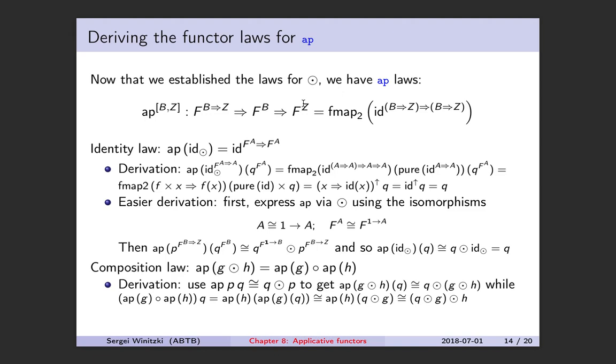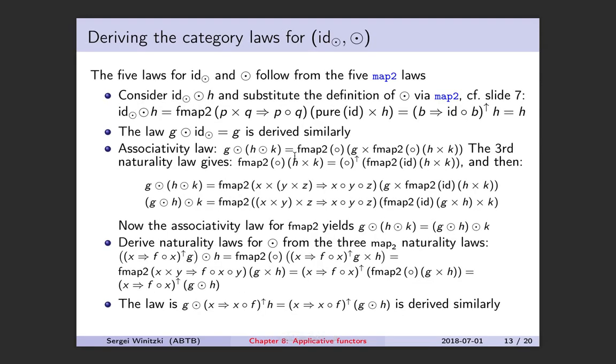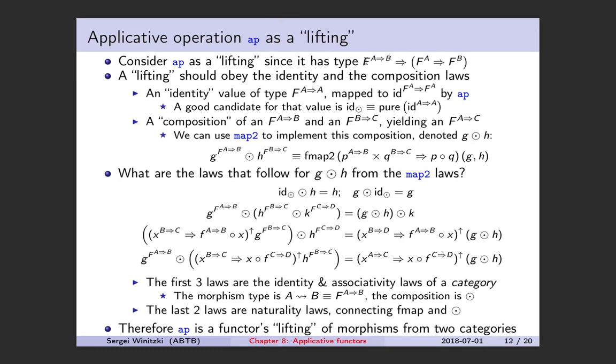So now the laws for app, let's write them out. So app has this type and it's defined like this. Identity law is that app of identity is identity. Right? So the laws for app are just the laws of lifting. We say that lifted identity must become identity, and lifted composition must become composition. So these are the laws for app.